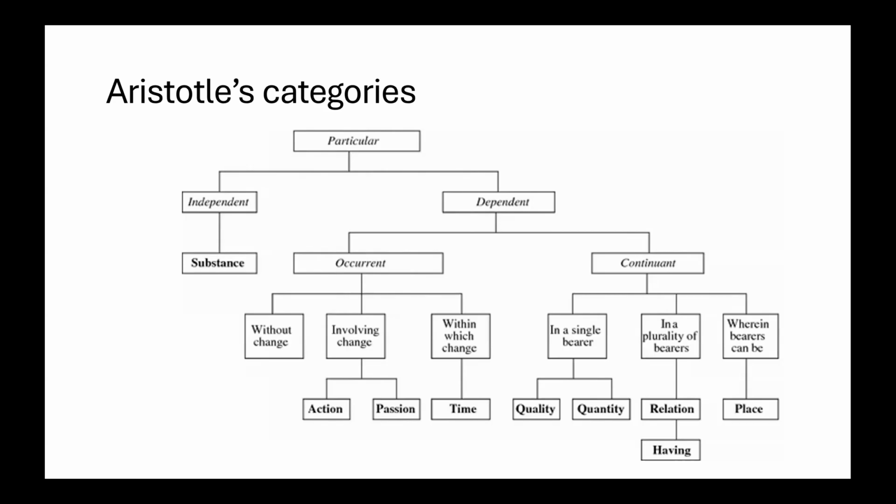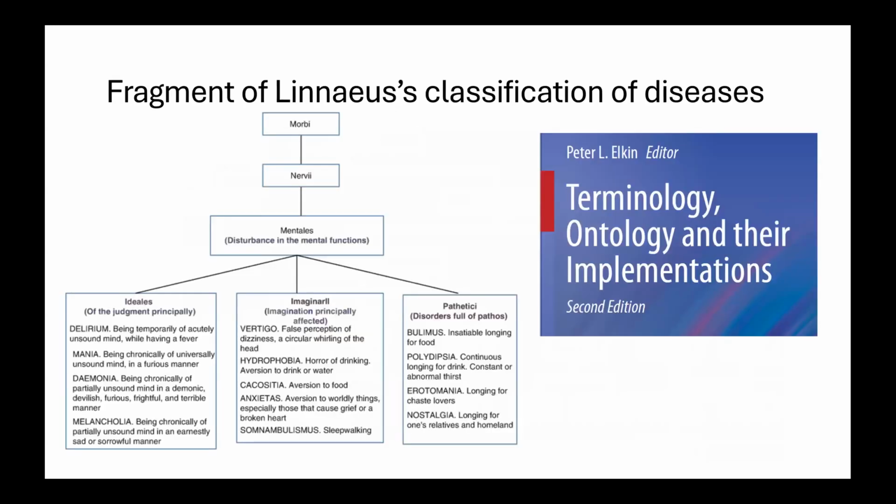And this category system, or this approach to categories, is still being used by philosophers in all kinds of ways. But it's been discovered by computer scientists. And in a sense, the gene ontology rediscovered what Aristotle was doing with his categories. And Linnaeus followed on from Aristotle. This is a tiny fragment of Linnaeus's ontology of diseases. You can find this fragment in the book edited by Peter on ontology and terminology. I have a paper in there describing the history of biomedical ontology.